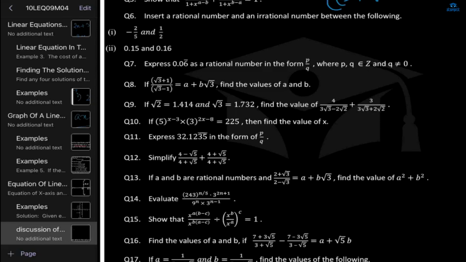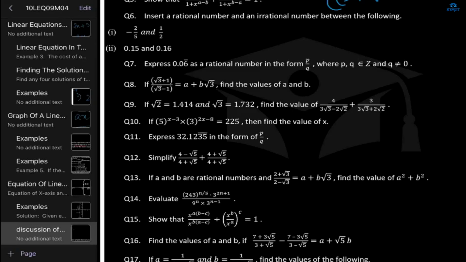Okay, now question number 7, express, we have done. Question number 8. If root 3 plus 1 by root 3 minus 1 is equal to a plus b root 3, find the value. Now this one is easy. You just have to rationalize the denominator. After rationalizing the denominator, you will get the answer in the form of a plus b root 3 only. Yes, ma'am, it is 2 plus 1 root 3. Yeah, 2 plus root 3. Correct. So when you compare LHS to RHS, you will get the value of a as 2 and the value of b as 1.